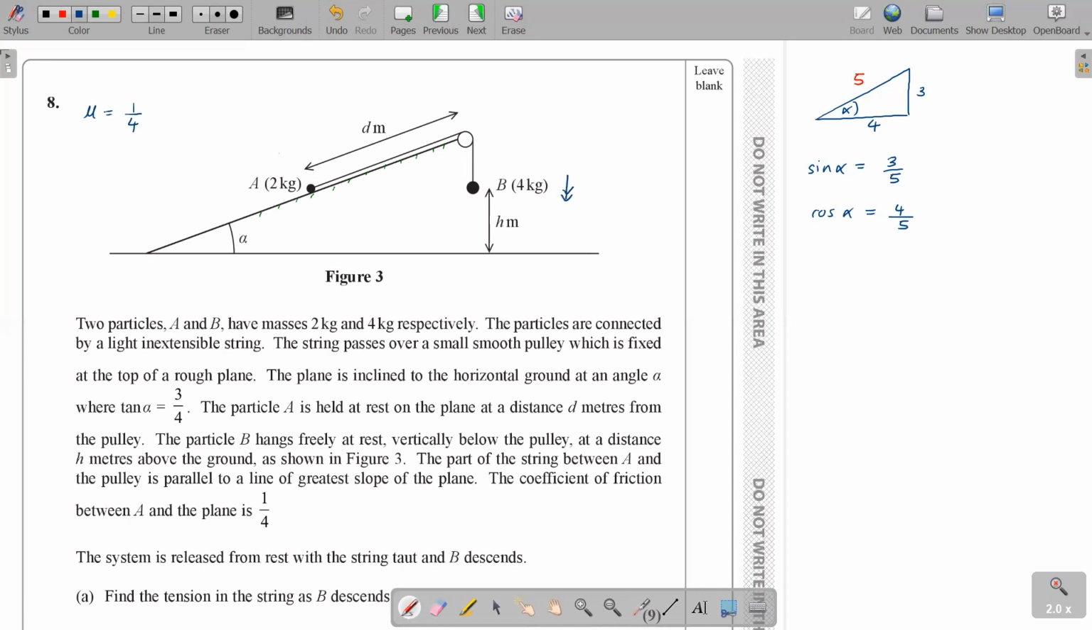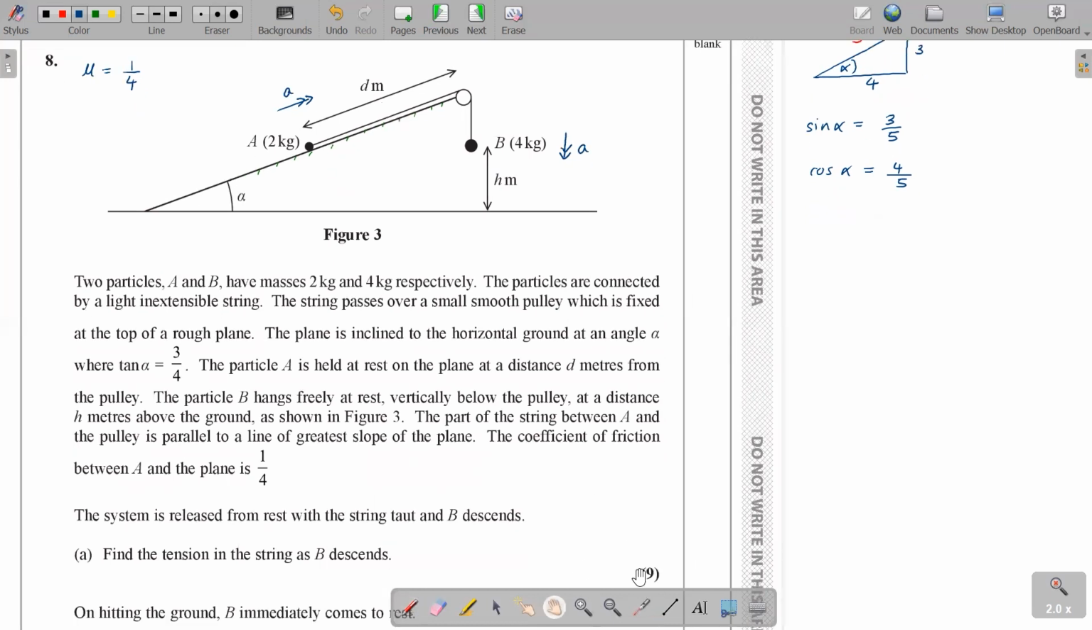A will go up, right? If B is descending down with whatever the acceleration, B descends with the same magnitude of acceleration, A will accelerate up. Okay. And then they say find the tension in the string as B descends. So we are supposed to find the tension in the string as B descends.